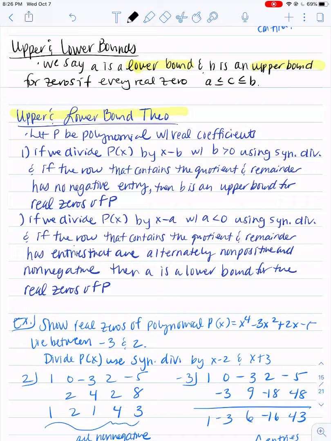Okay, so now we're going to go over upper and lower bounds. So we say that A is a lower bound and B is an upper bound for zeros if every real zero, C, is greater than or equal to A and less than or equal to B. So A is our lower bound because it bounds C from below, and B is our upper bound because it bounds C from above.